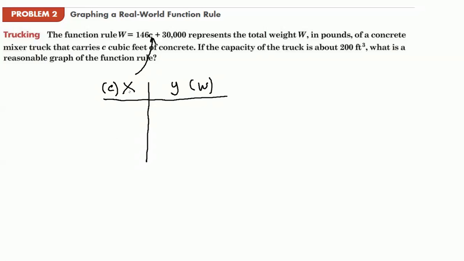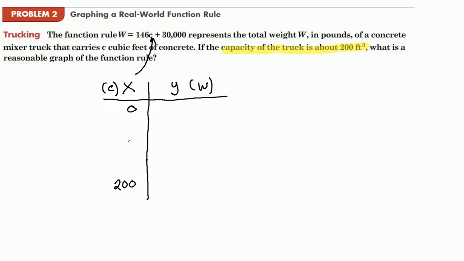All right, so what is a reasonable value that I can use for x? Well, the key is that they told us that the capacity of the truck is about 200 feet. That means that I would want to start from about 0 and then go up to about 200 feet. Now, would I want to use 1, 2, 3, 4, and then all the way to 200? That's not reasonable. So what we want to do is find something that is going to be reasonable.